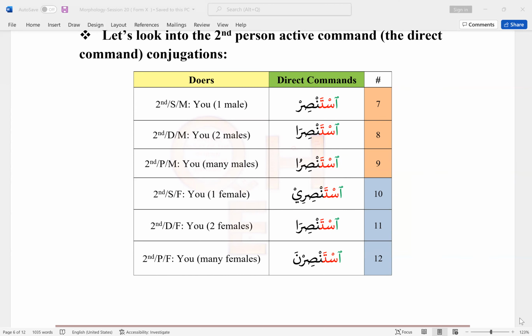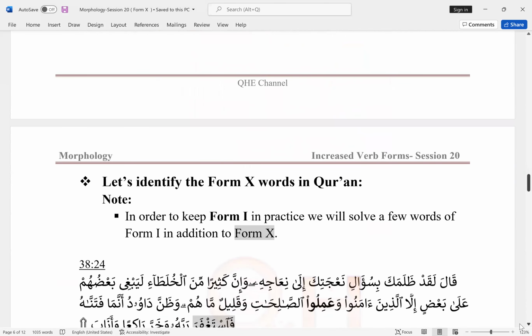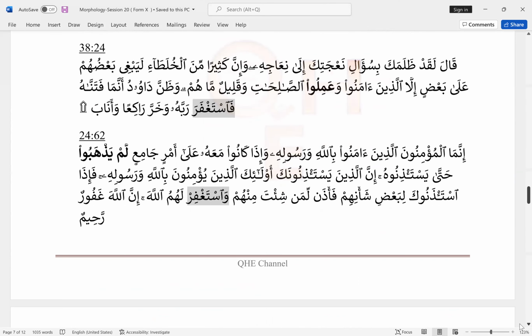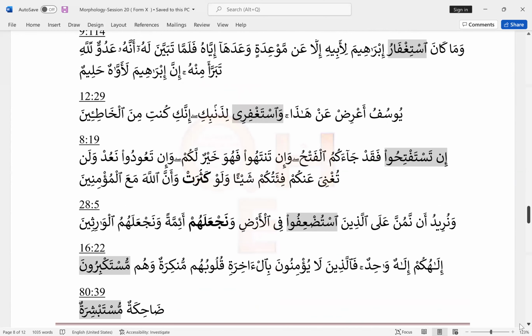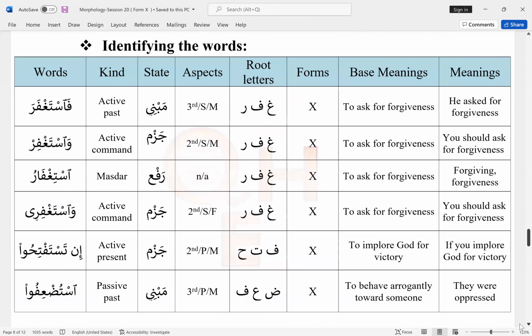Now let's look into some examples in Quran. So we have already highlighted form 10 related words in some of the verses. And to keep in practice, we have also made bold some of the form 1 related verbs. We have to keep those in practice, otherwise we'll forget. So we have more verses here that we have highlighted the form 10. And we have transported them in a table. So let's go over them, inshallah.